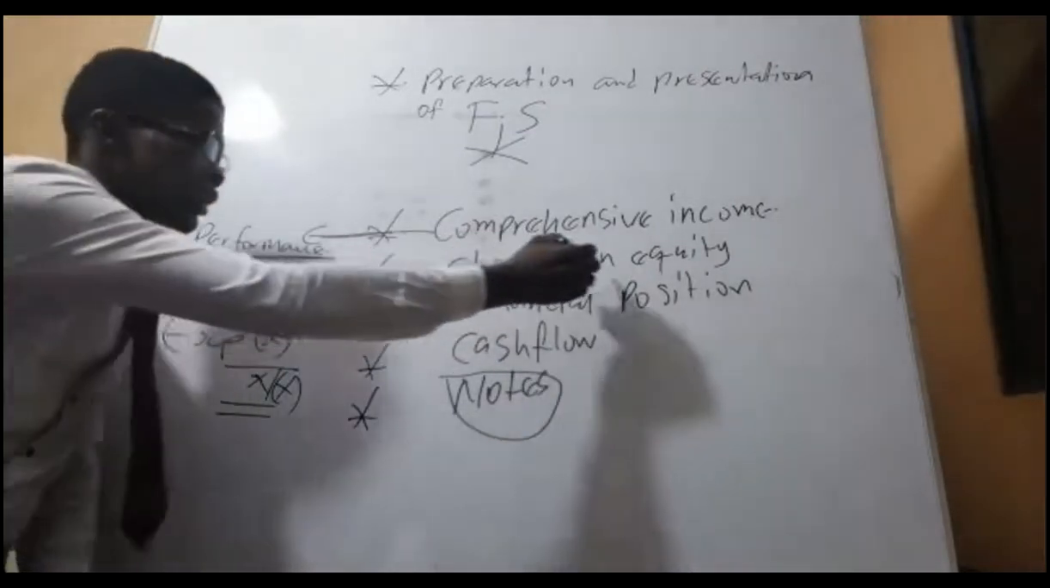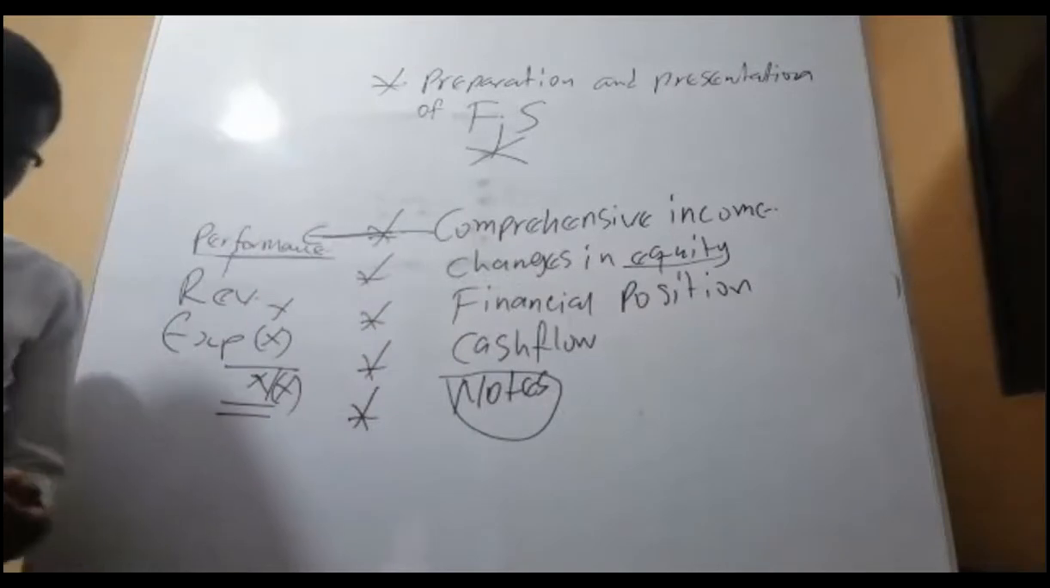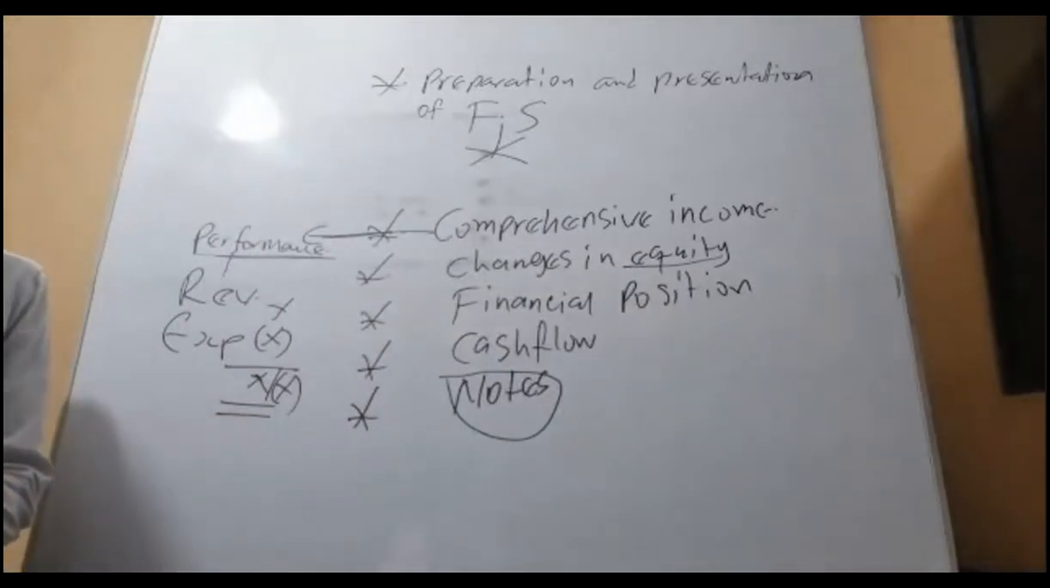Then changes in equity. At the inception of the class, we talked about equity, right? Good. Equity. The owner's funds that have been supplied to the entity. So from January to December, transactions and events have occurred. Will it affect the owner's equity? Will it increase it or decrease it? So that's the effect on owner's equity.